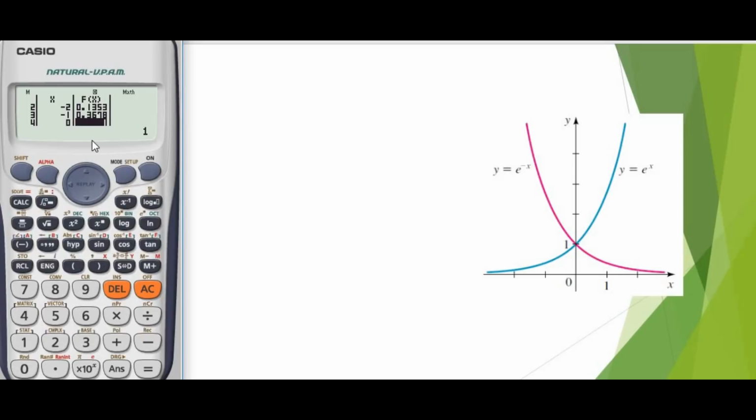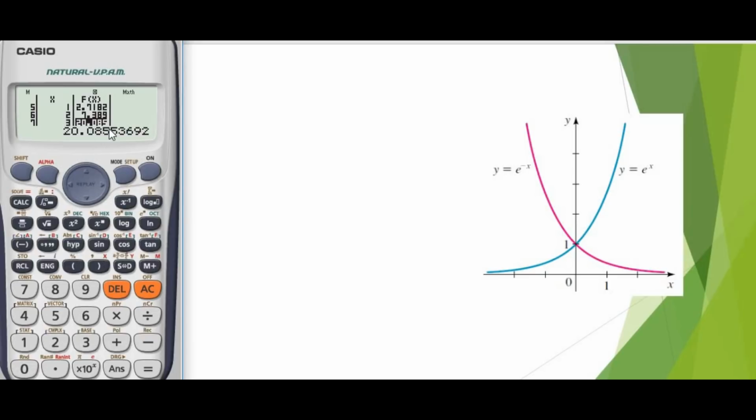Continuing, when x equals 1, we have the value 2.718. When x equals 2, f of x, which is e to the power x, equals 7.3890. And last but not the least, when x equals 3, our f of x will be 20.0855.